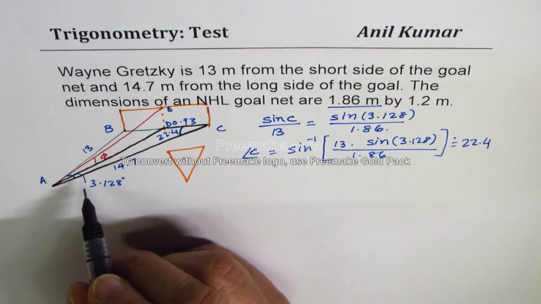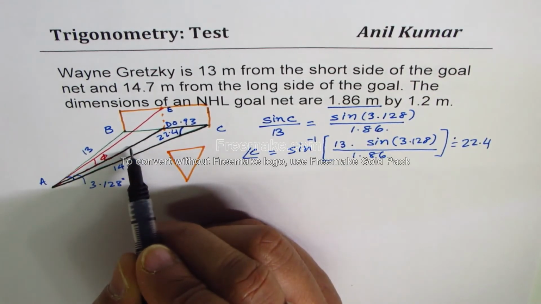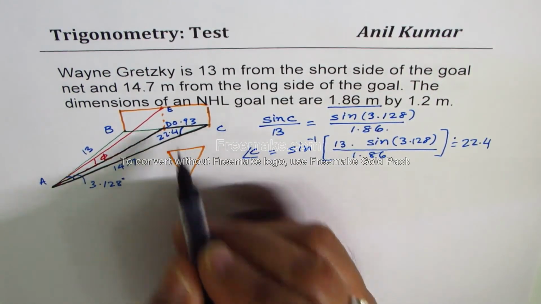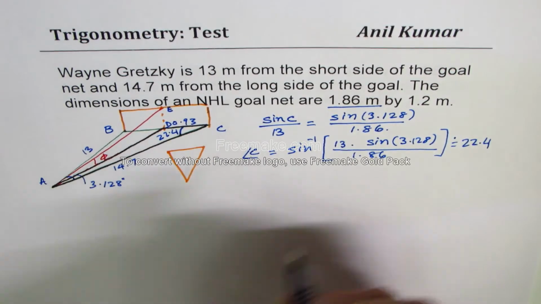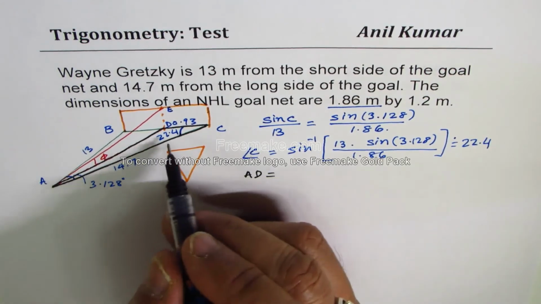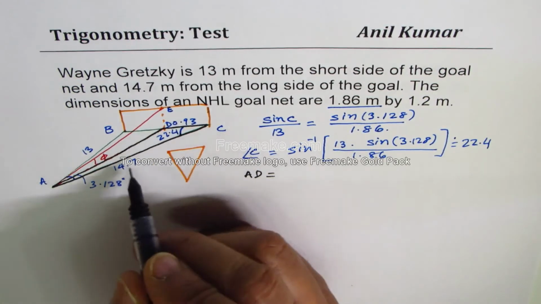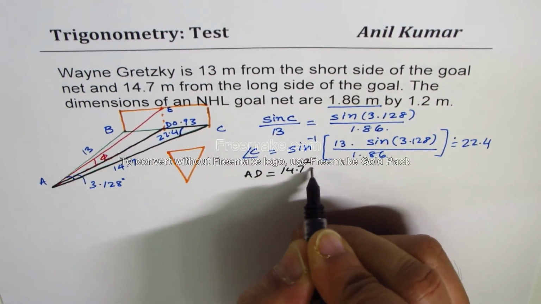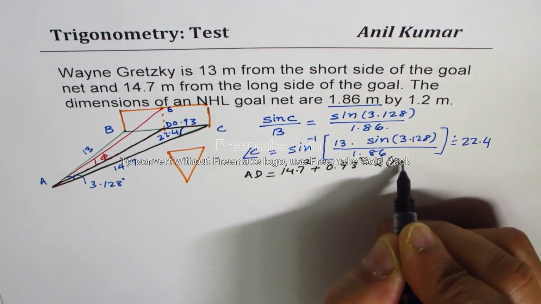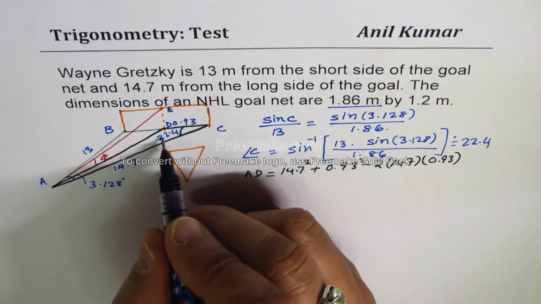Now in this triangle, we know that angle is known to us, one of the angles. We have to find the opposite side. Perfect. We know these two sides. So we can again use cosine law to find AD. So what is AD equal to? AD is equal to, since it is opposite to this angle, so side AD will be a square plus b square, which is 14.7 square plus 0.93 square minus 2 times 14.7 times 0.93 cos of 22.4.